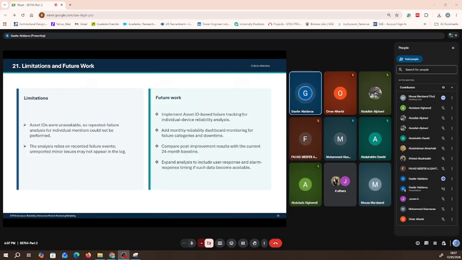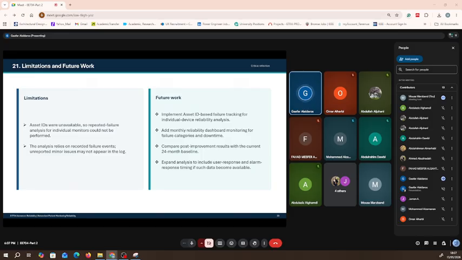The second limitation is that the study relies on recorded failure events. Minor unreported issues may not appear in the failure log. This is a common limitation in field reliability analysis. For future work, the first recommendation is to implement asset ID based failure tracking. Second, a monthly reliability dashboard should be created to monitor failure categories, downtime, and central station impact.